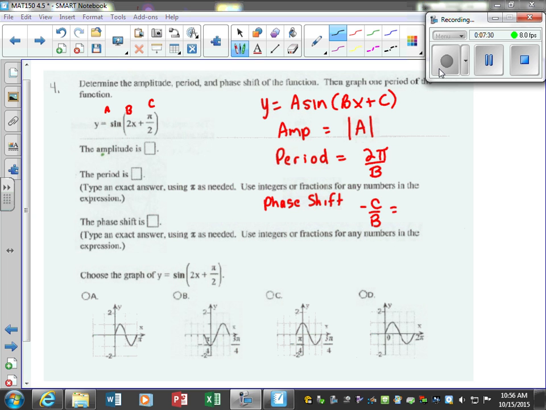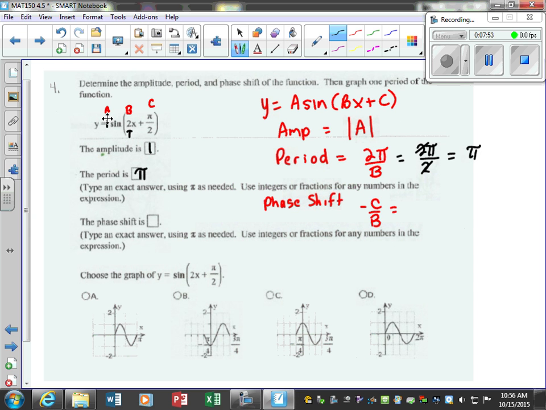Okay, well, amplitude's fairly easy. The amplitude is just going to be, there's a known 1 there, so absolute value of 1 is just 1. The period is 2 pi over b. What is b in this particular example? 2. So when this 2 simplifies with this 2, you just have a period of pi.